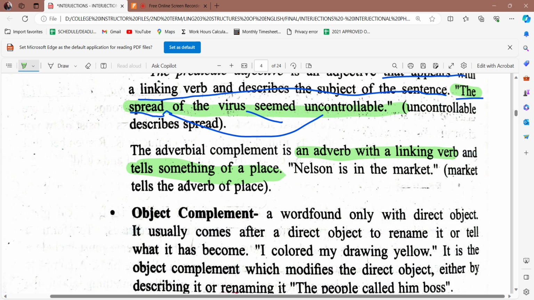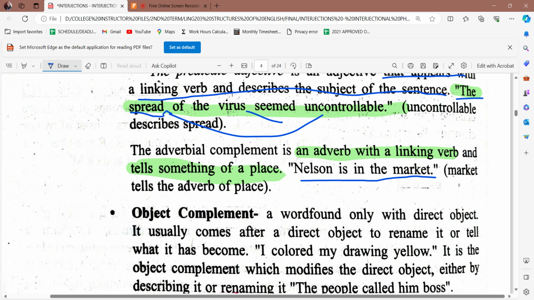Well, in the adverbial complement, it is an adverb with a linking verb and tells something of a place. With a linking verb, so it accompanies the linking verb, and then if the next phrase tells something of a place, that is our adverbial complement. Just like this example. Nilsson is in the market.